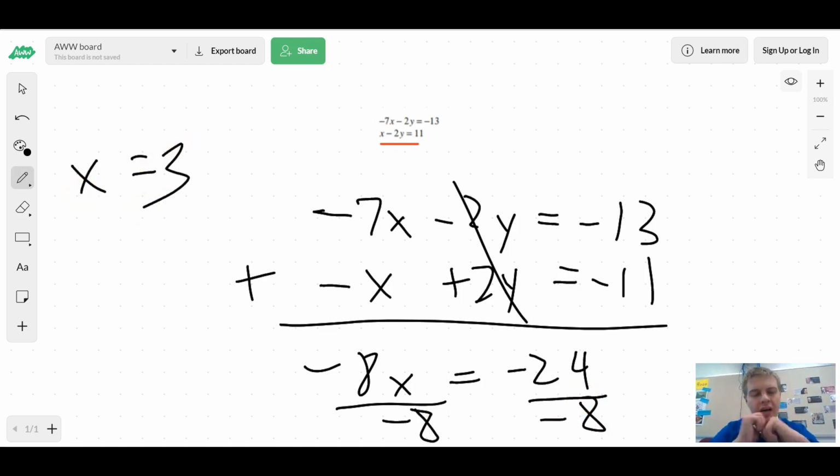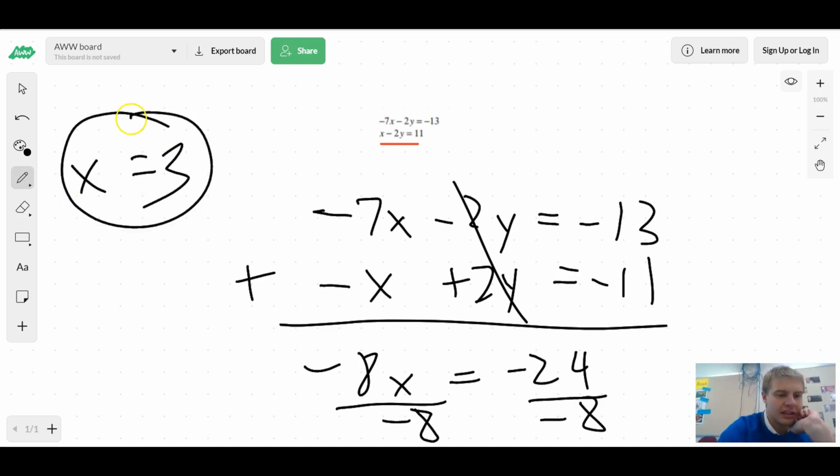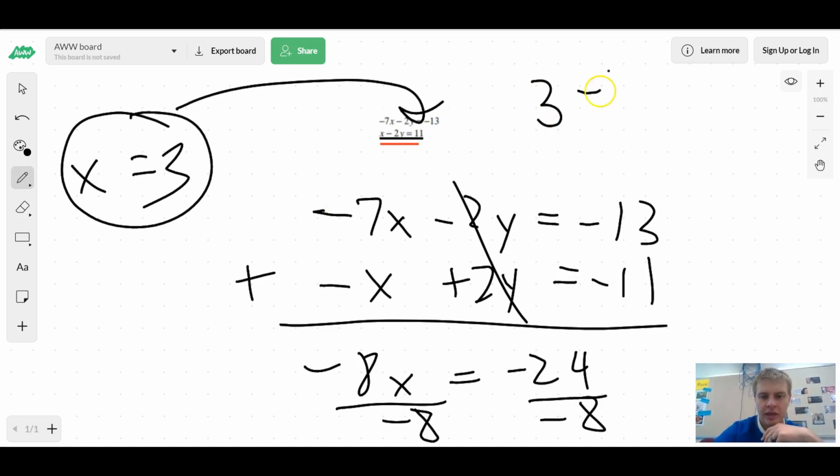Well, now that I have x is equal to 3, what we're going to do to find y is take that 3 and plug it back into one of the equations. I think this equation would be a little bit easier. So I'm going to put 3 minus 2y is equal to 11. Subtract 3 from both sides.